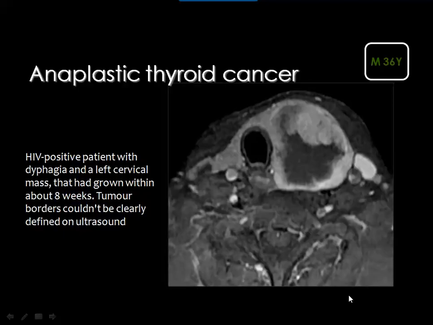This is also another example by MRI, T1 weighted image after contrast injection with fat suppression. You see a large tumor mass in the left thyroid lobe.